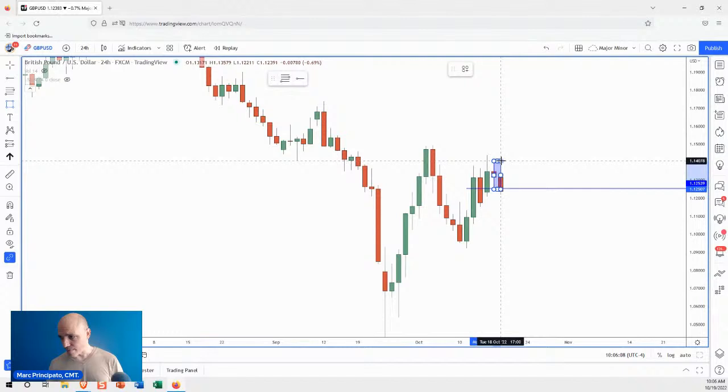You have this inside bar right here, okay? It took out the low just recently. What is this? 1255 is the low. We're at 1240. It's only 15 pips off that. So that's not bad, okay? Something like that, you can place that market order now. I mean, 15 pips is not a big deal.